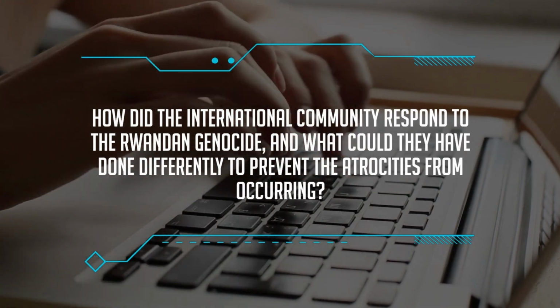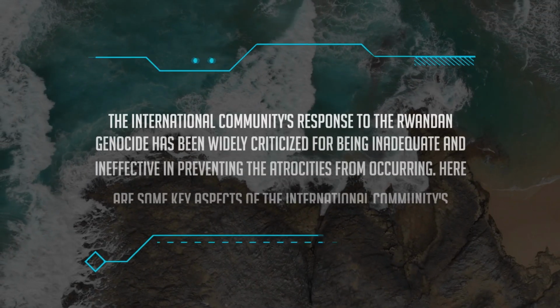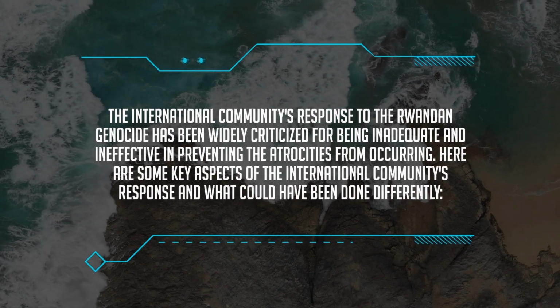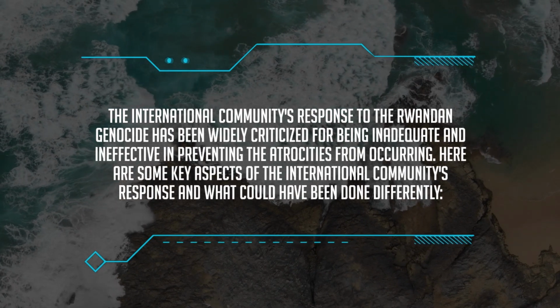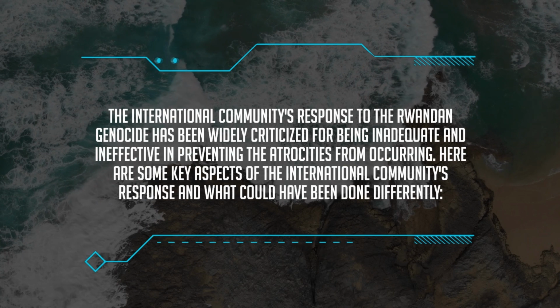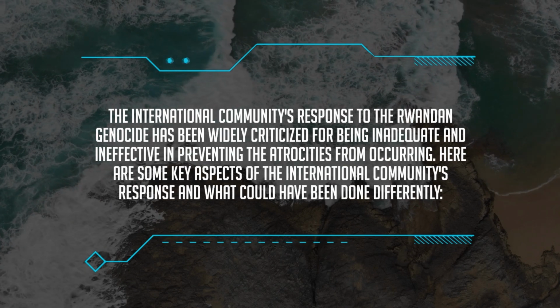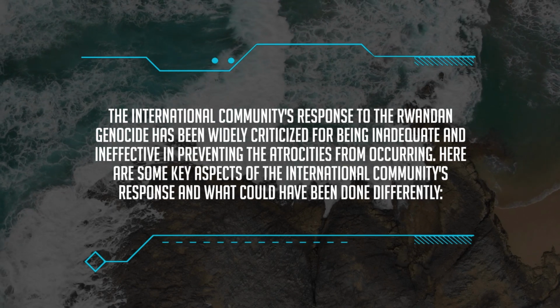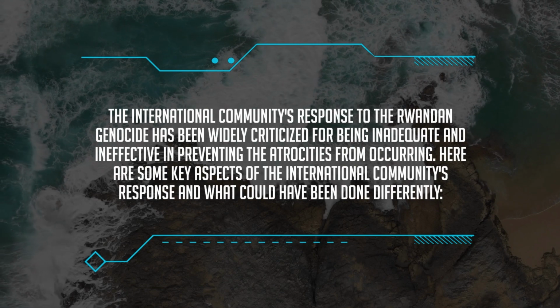How did the international community respond to the Rwandan genocide, and what could they have done differently to prevent the atrocities from occurring? The international community's response to the Rwandan genocide has been widely criticized for being inadequate and ineffective in preventing the atrocities from occurring. Here are some key aspects of the international community's response and what could have been done differently.